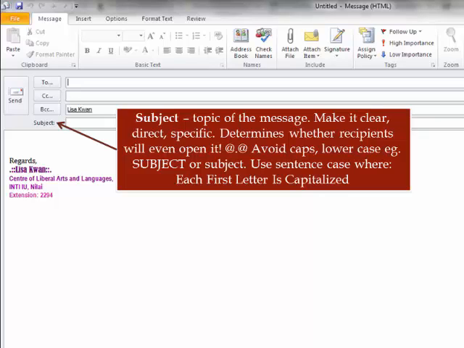Then when you write your subject, just like when you write your business letters, use sentence case, which means that each first letter of a word is capitalized. Just like in a business letter, you capitalize each of the first letters.